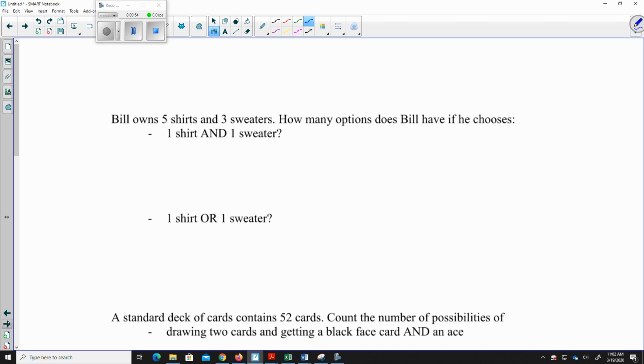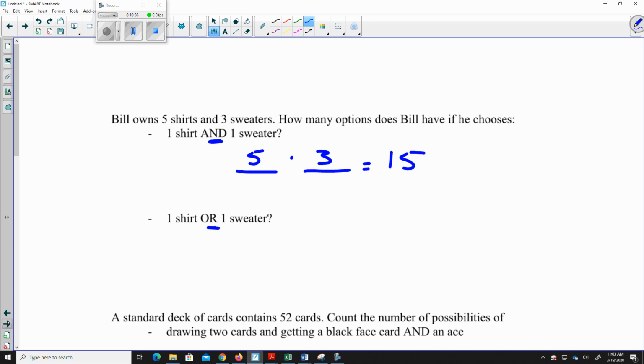So this one here, Bill owns 5 shirts and 3 sweaters. How many options does Bill have if he chooses one shirt and a sweater? Okay. So you can have a shirt and a sweater. So he's got 5 times 3, 15. Now, that's with the word "and" in it. Whenever that occurs, you multiply your choices together. When you have something like this, because you're choosing both of them, right? When you're doing "or," it's one or the other. You're not doing both of them.